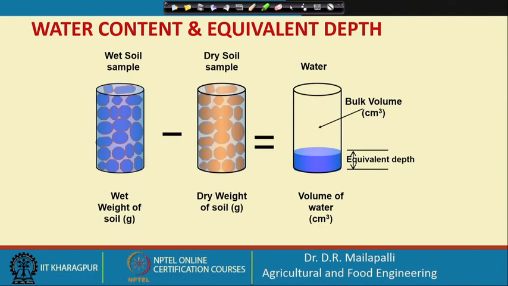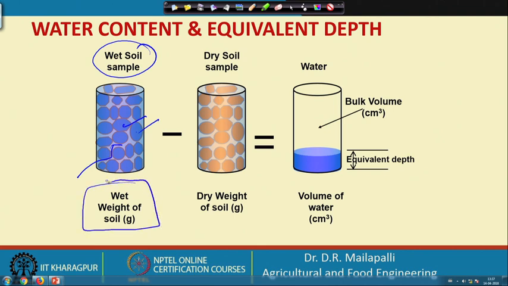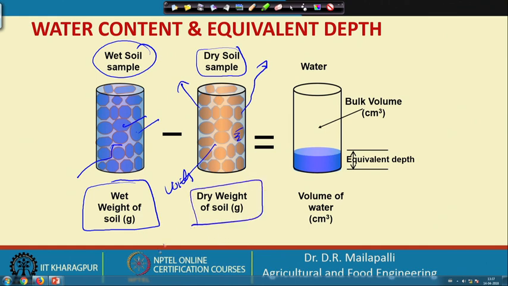Next is the pictorial way of representing the available water. Initially, the wet soil sample has soil particles and also the voids which are occupied by water. This is called the wet weight of soil. Then when you dry the sample, the water is evaporated, so you can clearly see the solids and voids. These are all voids. This is the dry weight of soil.